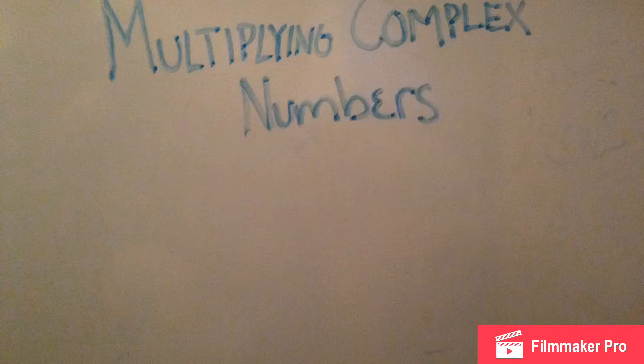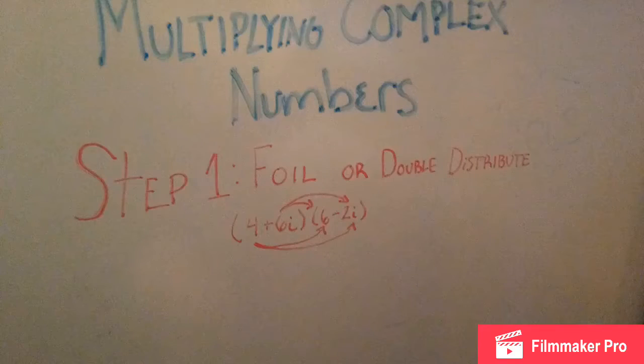Now we will learn about multiplying complex numbers and how to solve that. Step 1 is to use FOIL or double distribution. And in this example, I will be using FOIL.